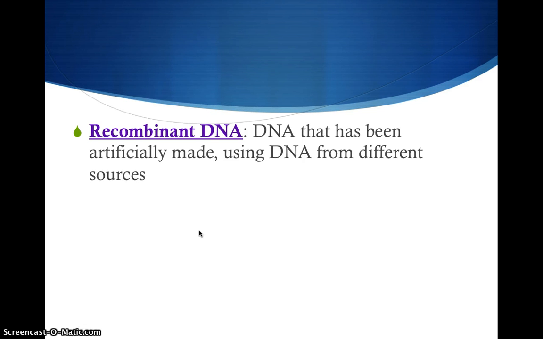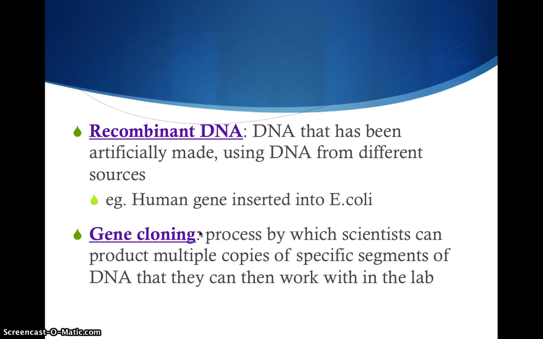Furthermore, recombinant DNA. What we can do is artificially make a new strain of DNA by combining different sources. So for example, we can insert human genes into E. coli, and then we can also clone genes. We can cut genes into small fragments and copy them so many times so we can use them in the lab, instead of saying, oh, we need more genes, let's cut a little bit of your skin cell off again.